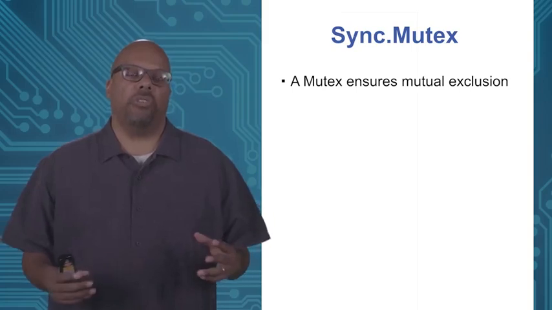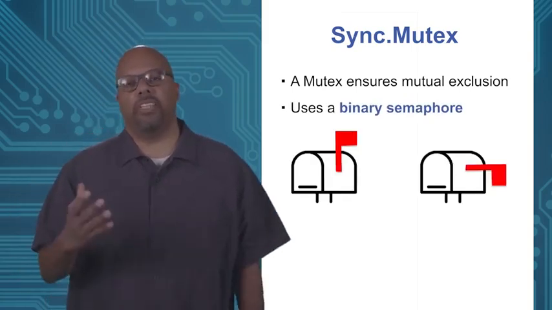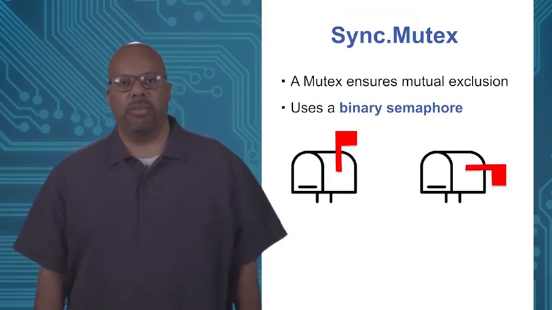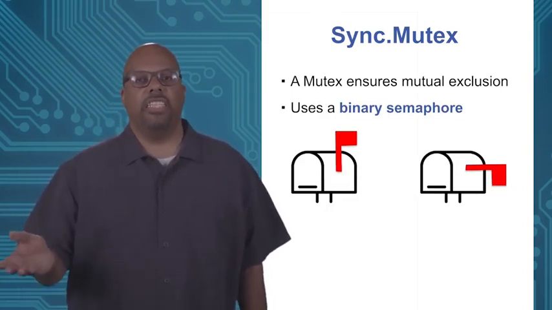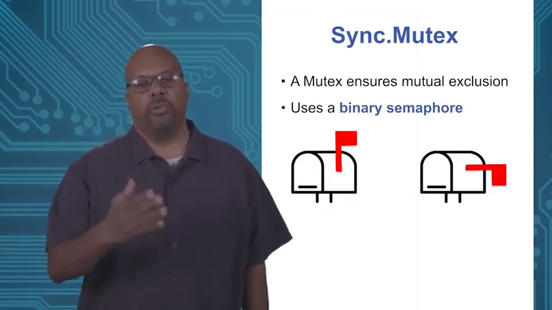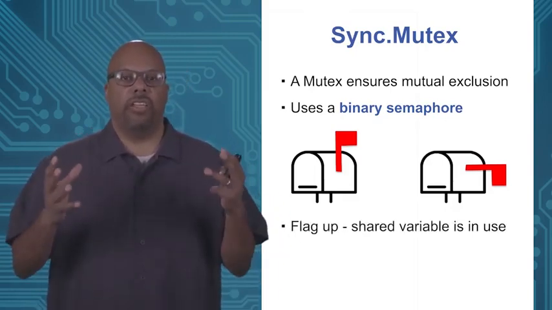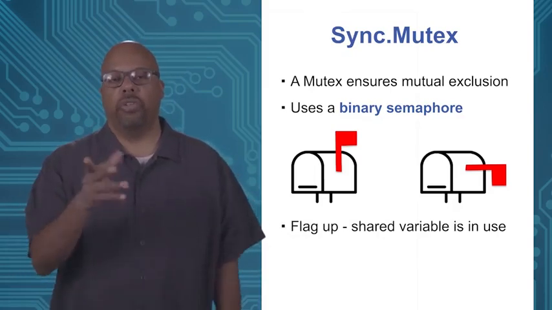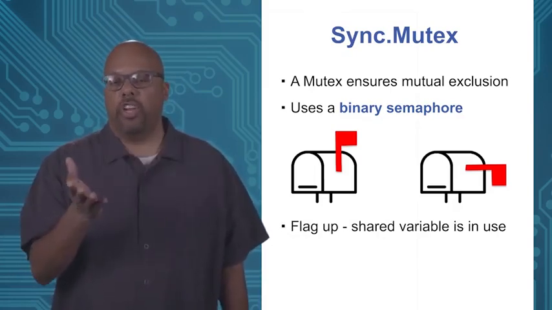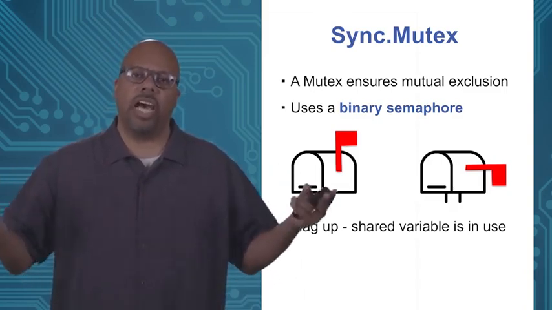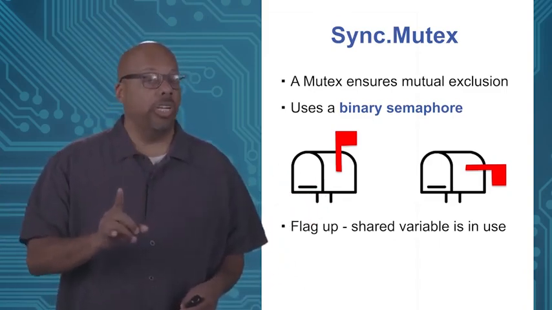It uses what's generally called a binary semaphore. A semaphore is like the flag on your mailbox, if you have one of those outdoor mailboxes. If the flag is up, that means the shared variable is in use, that somebody is using it. Specifically, if we're trying to protect this variable I, there are two Go routines that are writing to I. Only one can do it at a time.